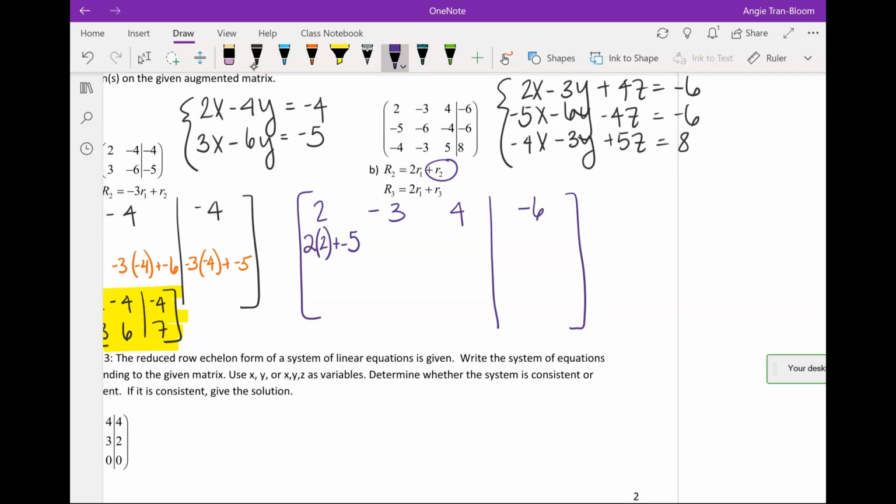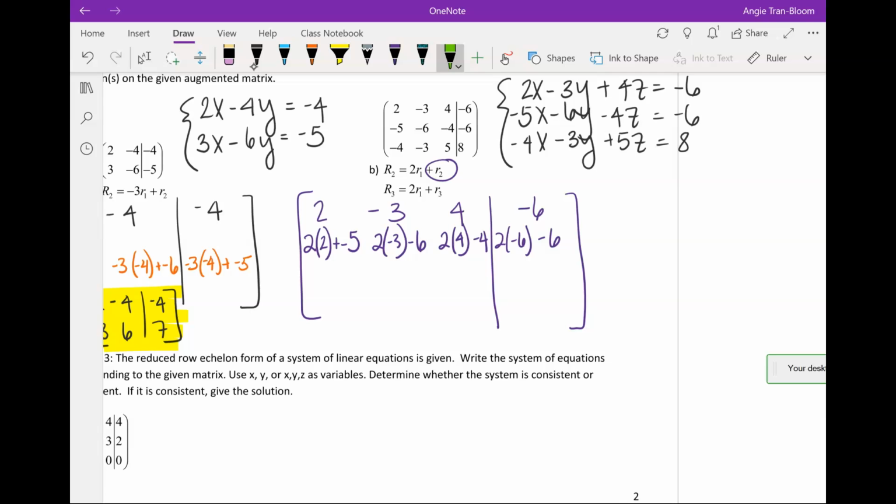Same thing with this. Take 2 times negative 3. What? Negative 6. You're right. I can go add negative 6 or just go negative 6. Then 2 times what? 2 times 4. Yep. And what else? Negative 4. Perfect. Okay. And then the constant, we are going to take 2 times negative 6. And then what else? Negative 6. We'll do the basic math after. All right, row 3. How are we changing row 3?